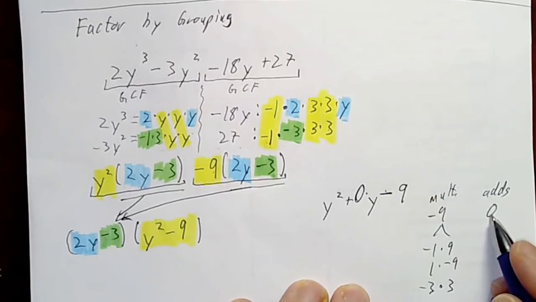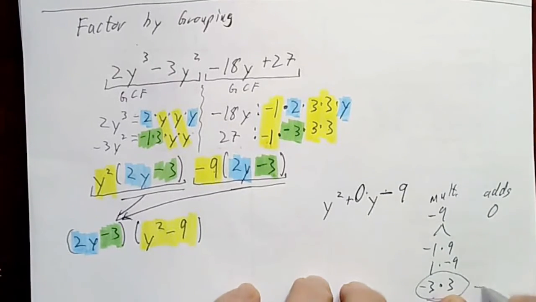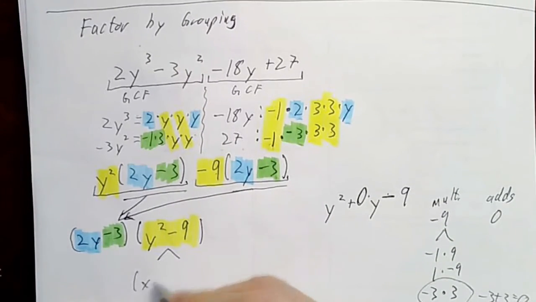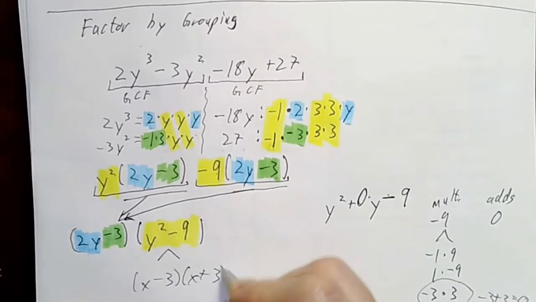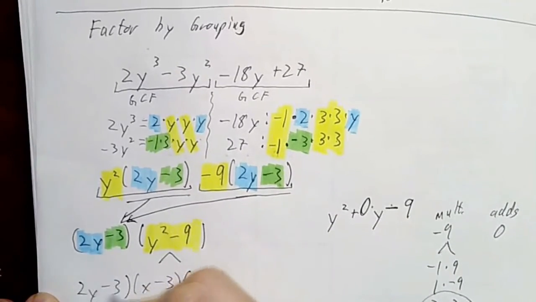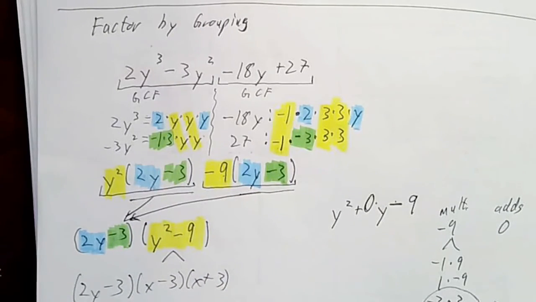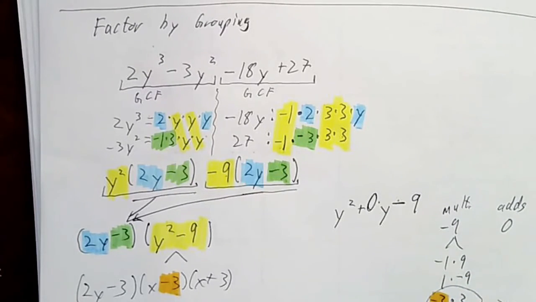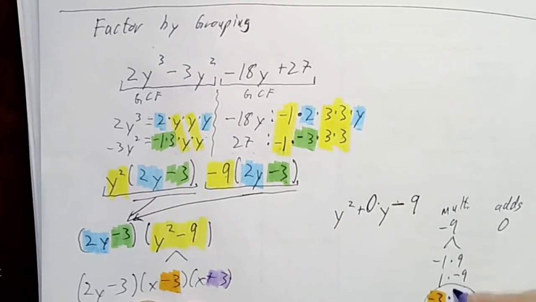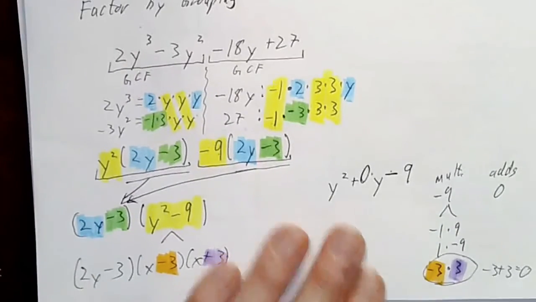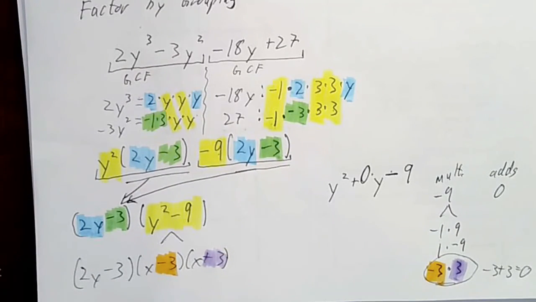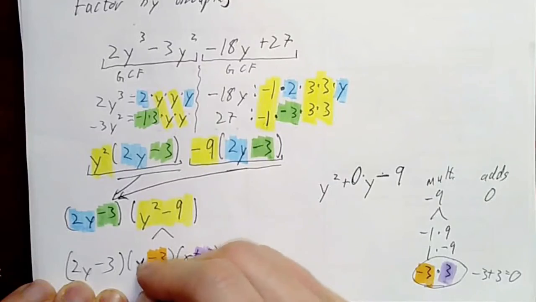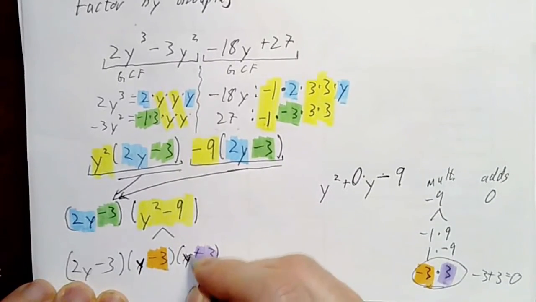The only way we can add to 0 is by adding opposites. So negative 3 plus 3 is 0. So this gets factored one last time to x minus 3 times x plus 3. This over here is 2y minus 3. And that right there is my final answer. I have negative 3 from there, and I have positive 3 from there. And that, ladies and gentlemen, is fully factoring polynomials. Really quickly, need to correct this. This is not x, it needs to be y minus 3, and y plus 3.